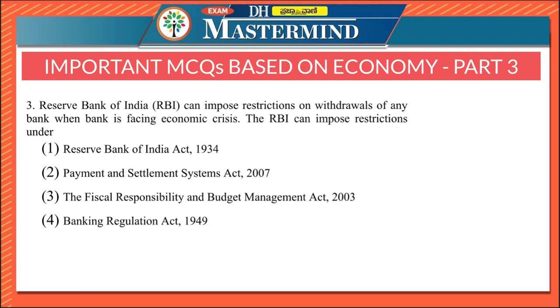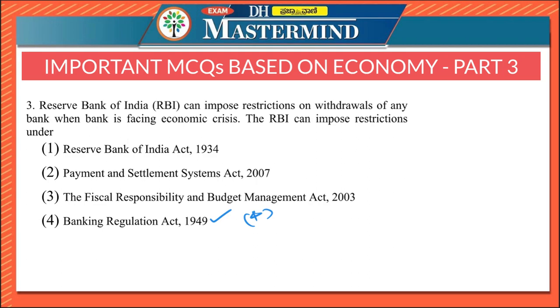The third question says the Reserve Bank of India can impose restrictions on withdrawals of any bank when the bank is facing an economic crisis. The RBI can impose restrictions under the RBI Act 1934, Payment and Settlement Systems Act 2007, Fiscal Responsibility and Budget Management Act 2003, or the Banking Regulation Act 1949. So here the right option is option 4, Banking Regulation Act 1949.